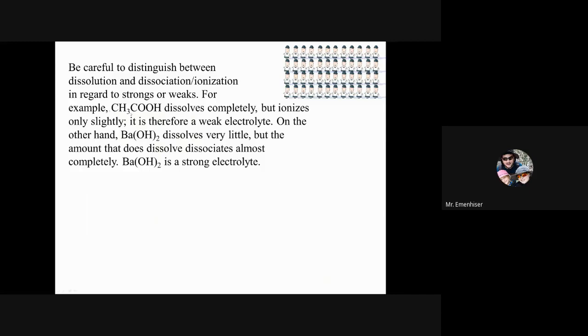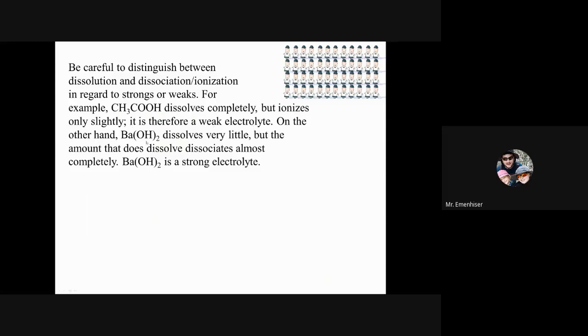For example, this is a carboxylic acid. What is this called? Acetic acid? C2H4, I'm trying to remember what this is. It might be an alcohol. No, it's not an alcohol. It's maybe acetic acid. So this is acetic acid, I think. Acetic acid dissolves completely, but ionizes only slightly. It's therefore a weak electrolyte.